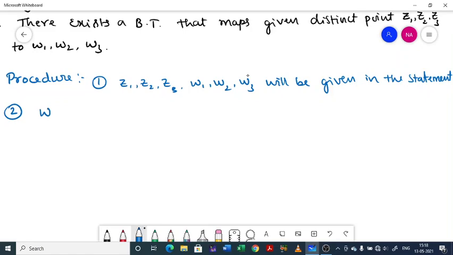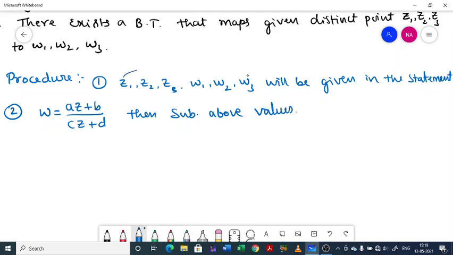Second step, use the formula W equal to AZ plus B divided by CZ plus D. Then substitute the above values accordingly. So Z1 is W1, Z2, W2, Z3, W3. Substitute the above values pairwise. So that is the second point.